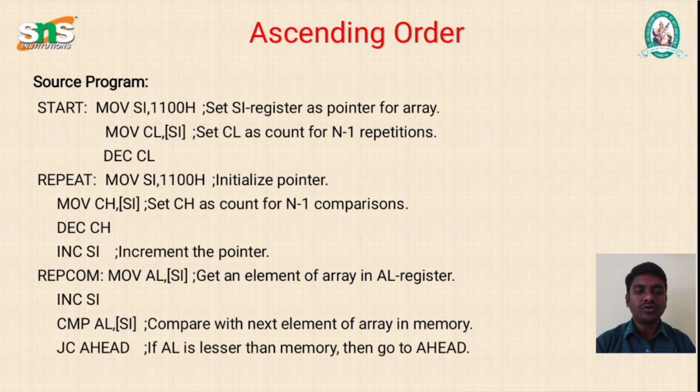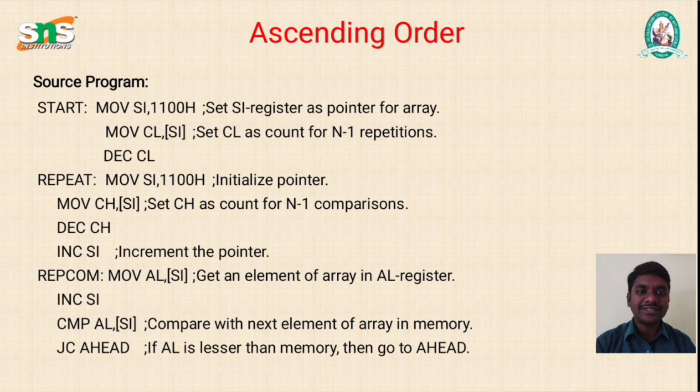For example, if the count value is 7, then totally 7 values we will give as input. We count every input, then we move to the comparison part. Next step, MOV SI, 1100, which means initialize the pointer value. After the decrement of the CL register, again we repeat the same procedure up to getting all the inputs.